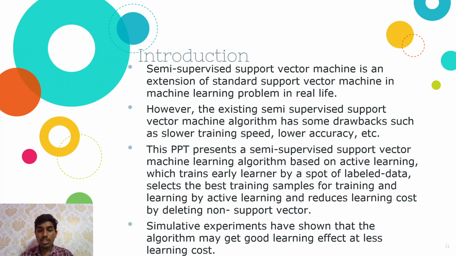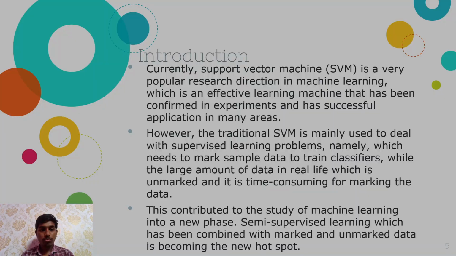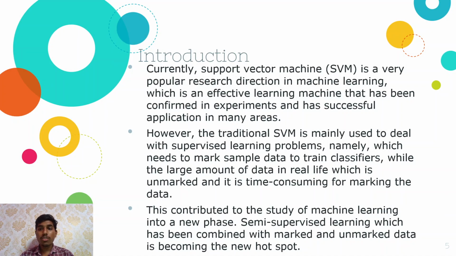Simulative experiments have shown that the algorithm may get a good learning effect at less learning cost. Currently, support vector machine (SVM) is a very popular research direction in machine learning, which is an effective learning machine that has been confirmed in experiments and has successful application in many areas.